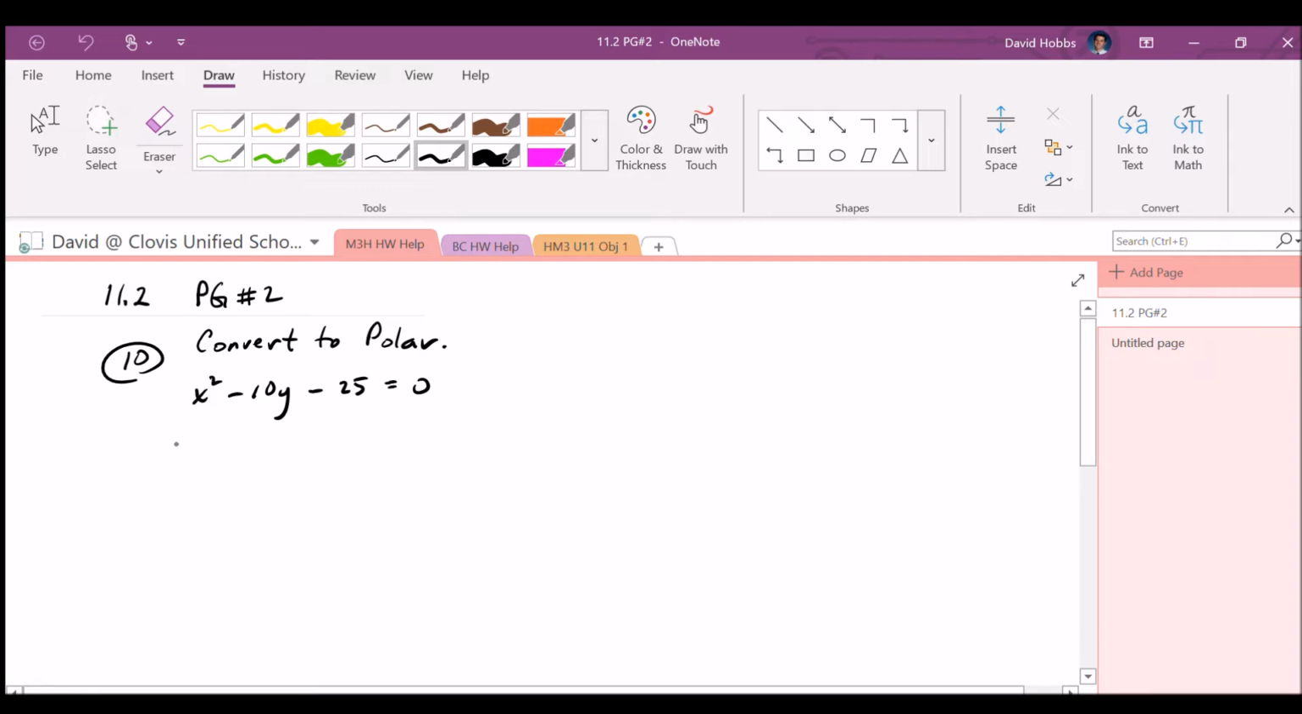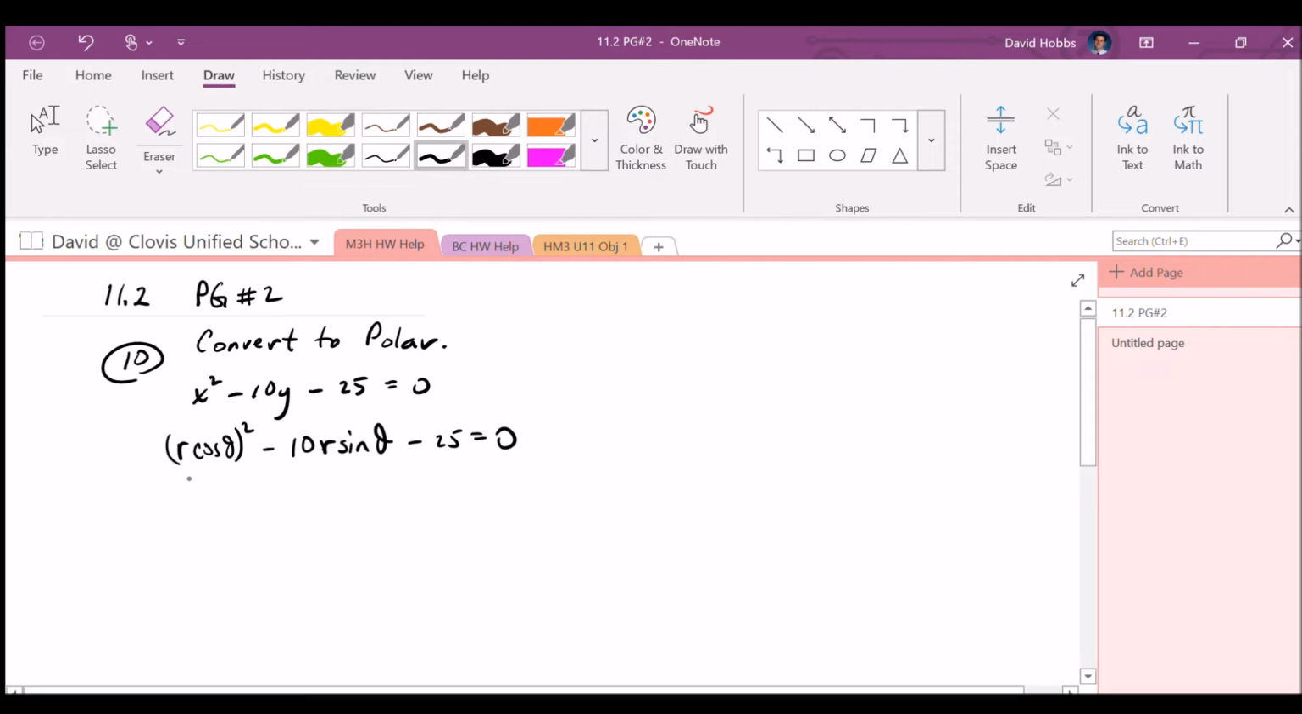x is r cosine theta, and y is r sine theta. Now, anytime we're converting to polar, we want to try to get r equals as much as possible. So once in a while it's r squared equals, but usually it's r equals, and there's usually a way to do it. If we can't get r equals, then if the r's actually disappear, we get theta equals. That's the next best thing. This one we can actually get r equals.